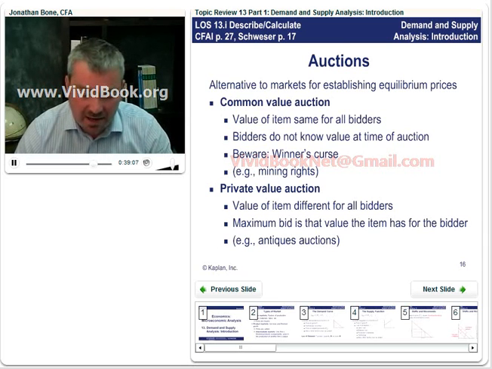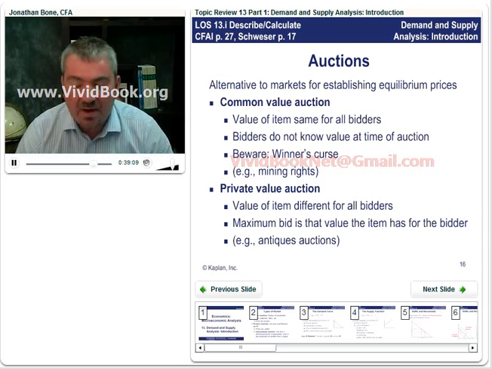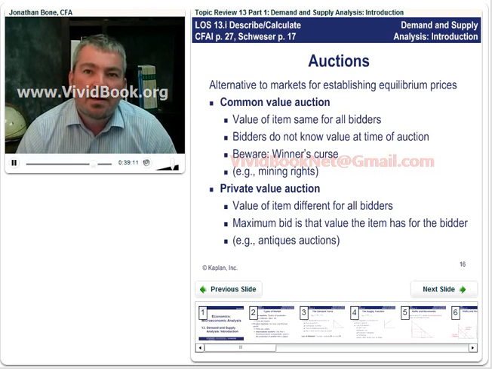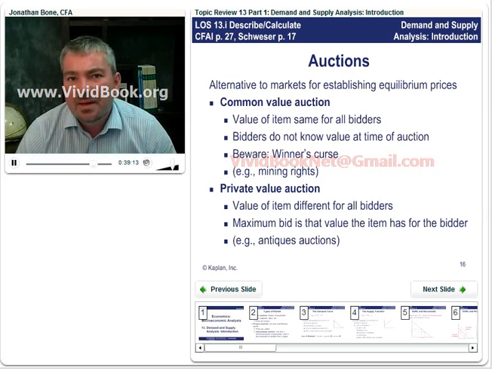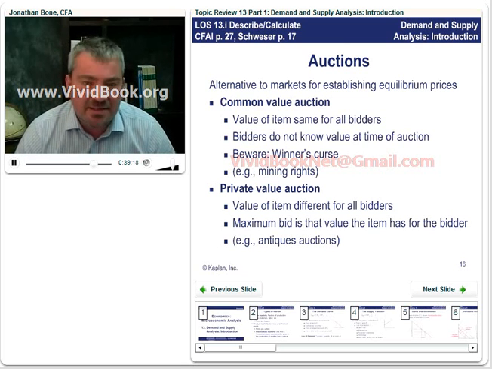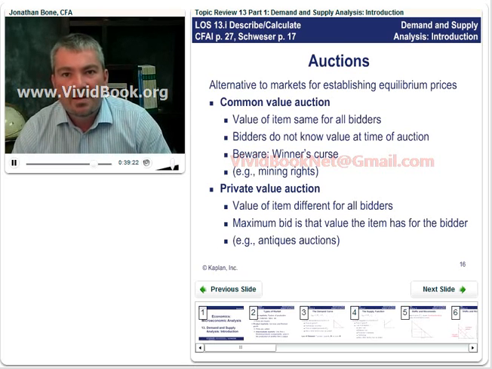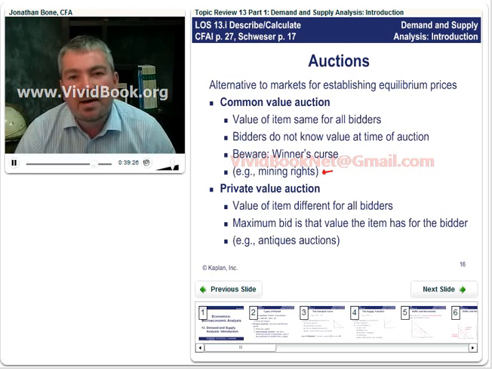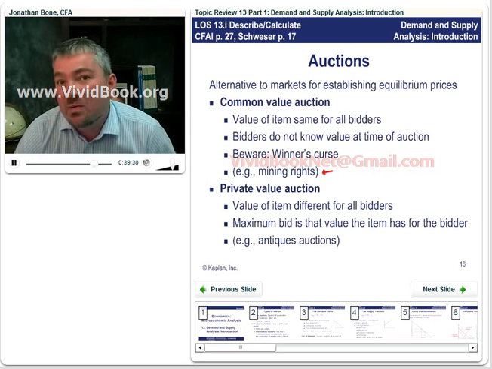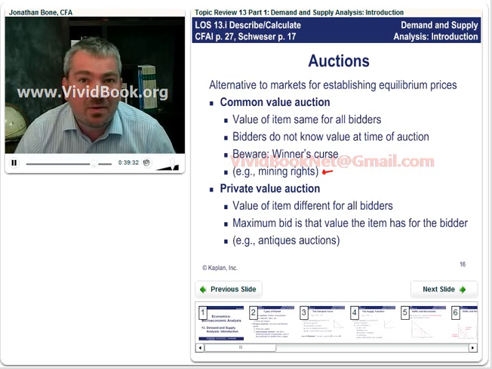Okay, now let's start with common value auctions and private value auctions. Notice with a common value auction, the value of the item is the same for all bidders. Now notice they've given us an example of this, mining rights. The value of the item, let's imagine it's a right to mine gold, should be the same for all bidders. It's the quantity of gold within the mine times the price of gold in the marketplace.